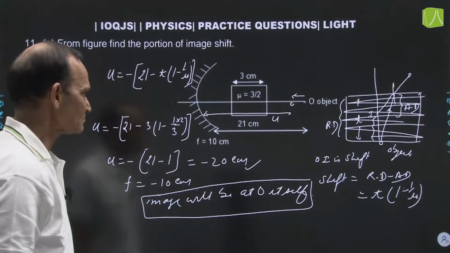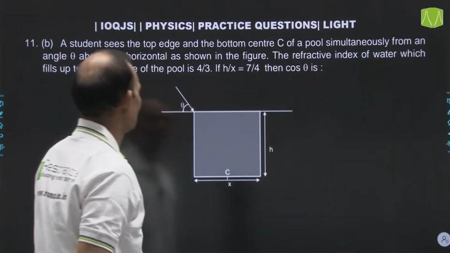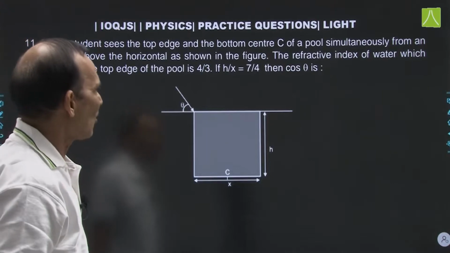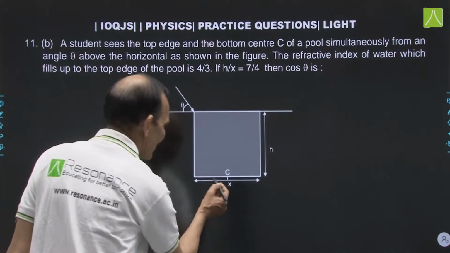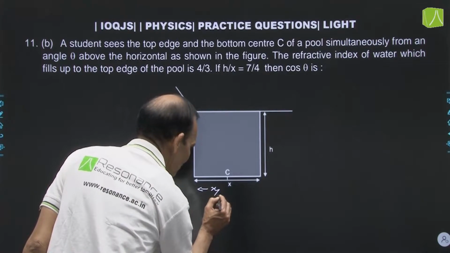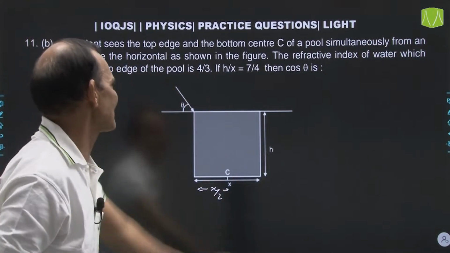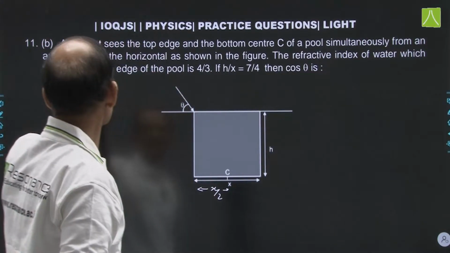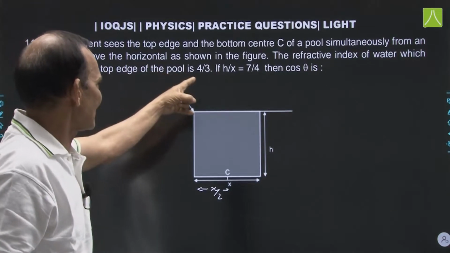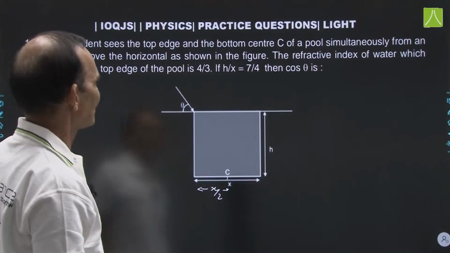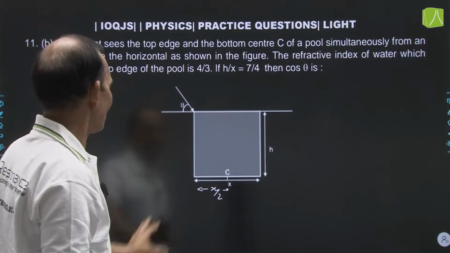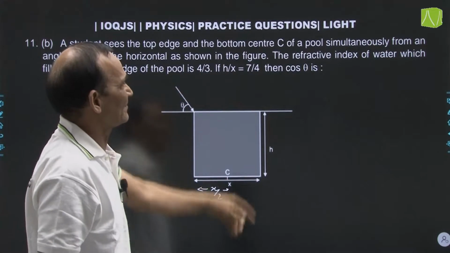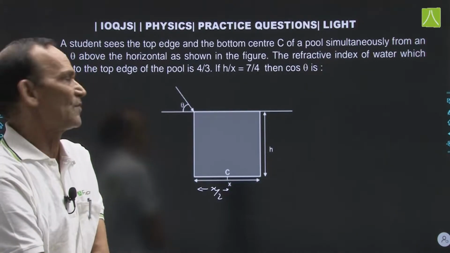Now the second question, 11th question, B part. A student sees the top angle and the bottom center C of the pool. We can say the center C will be at x/2. This height is h. This angle is theta. Angle theta above the horizon, as seen in the figure. The refractive index of water which fills up to the top of the pool is 4/3, mu is 4/3, and h upon x is 7/4. Then find the cos of theta.